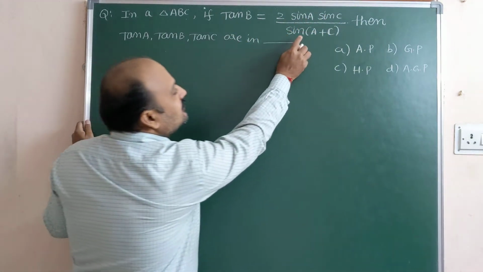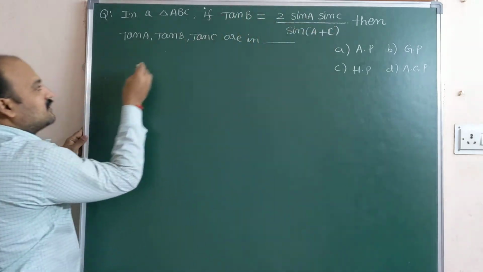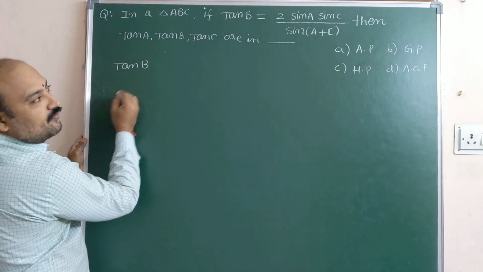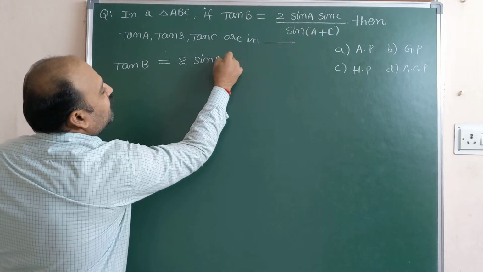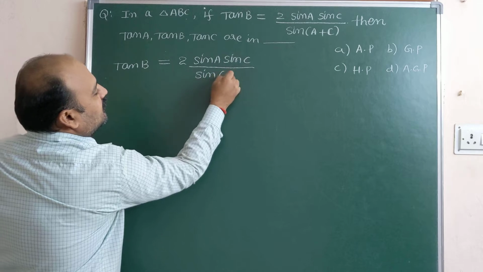So what I am planning is sin of A plus C I am taking this side and sin A sin C from this given information. So this is the information, tan B is equal to 2 sin A sin C divided by sin of A plus C.